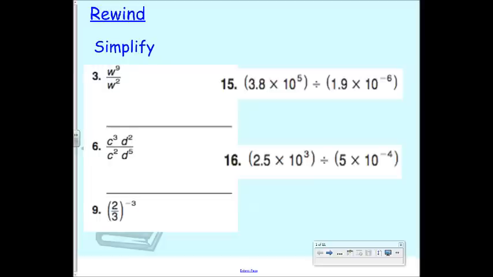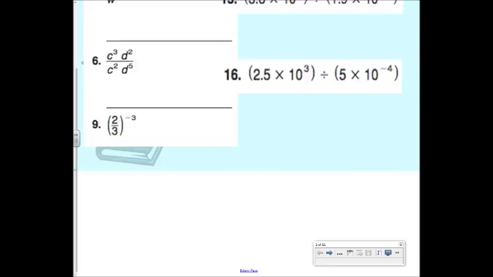So with number nine, I saw a lot of people get this wrong during the rewind. So can somebody explain to me what you would do for number 9? Guillermo? Since it's a negative on the outside, do the reciprocal. Okay. Then you would distribute the reciprocal. So reciprocal becomes 3 over 2, and then that whole thing is to the third power. So it'd be 3 to the third over 2 to the third. And if you simplified that, it ended up as 27 over 8.